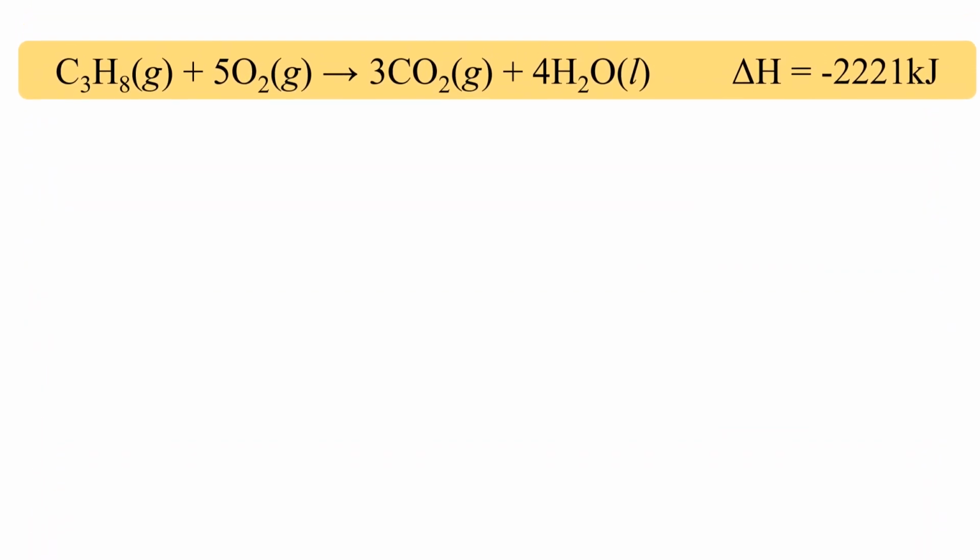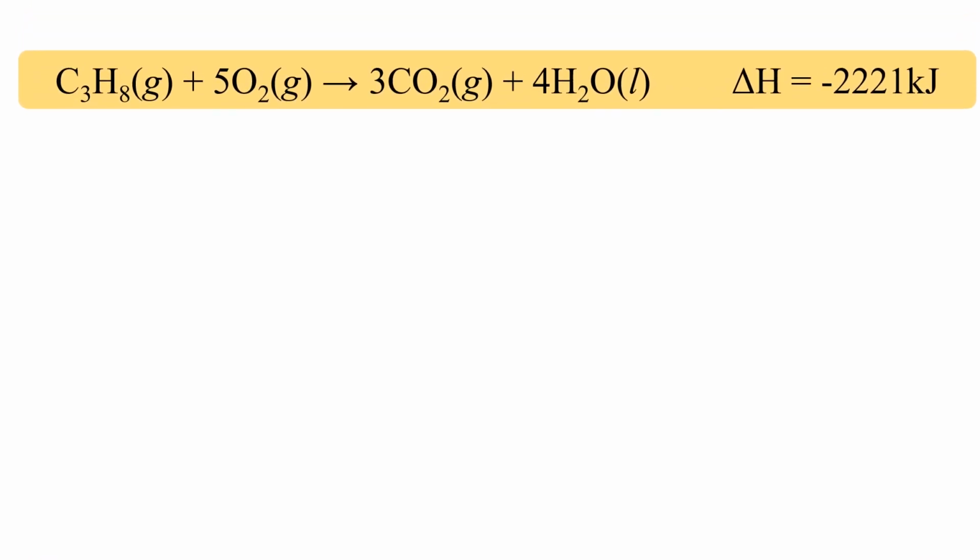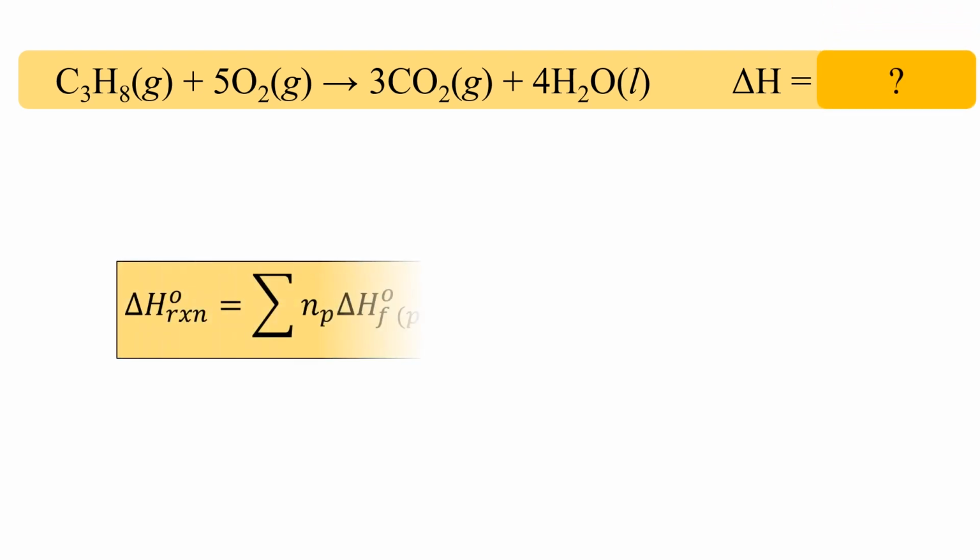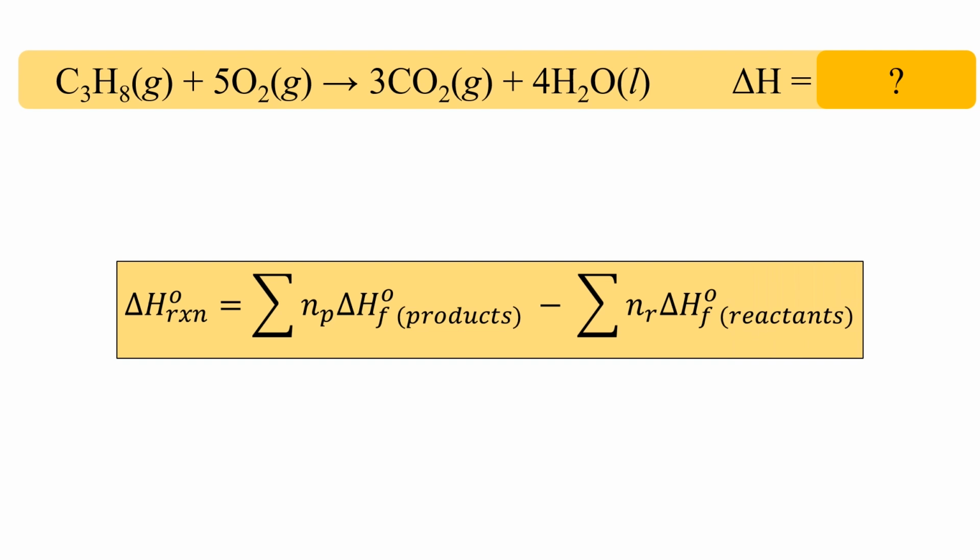Now, let's return to our problem. The change in enthalpy is given. This value can be measured experimentally. But what if this value wasn't provided? Since enthalpy is a state function, we can use this equation.